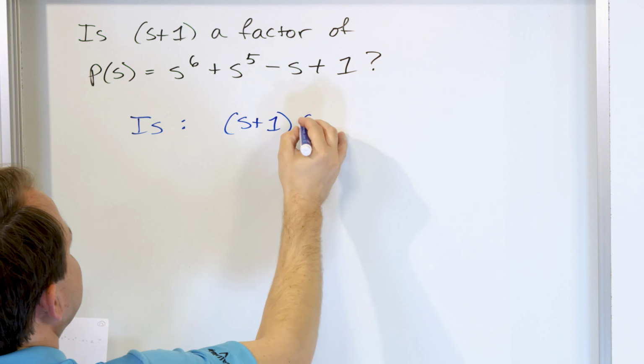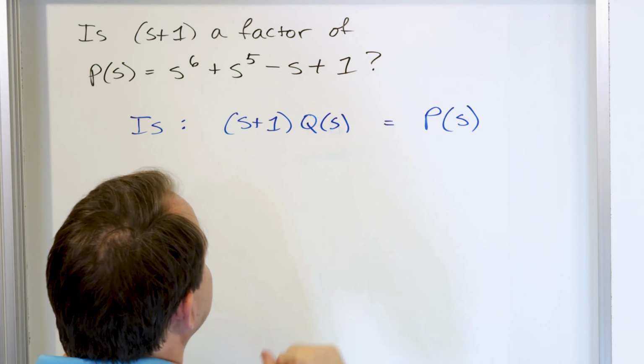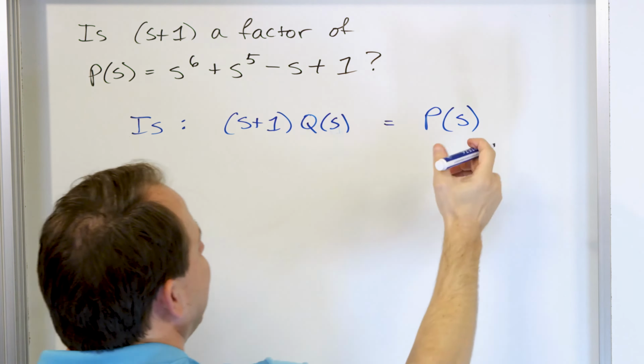It's kind of like saying, is 5 a factor of 12? Can 5 times something be 12? Of course not, so it's not a factor. Or if you're asking if 2 is a factor of 12, can 2 times some other stuff equal 12? Yes, of course. So if you're asking if this is a factor, it's the same thing as saying, is this times more factors equal to this polynomial? Is that true?